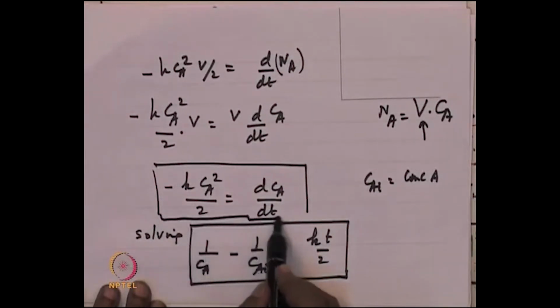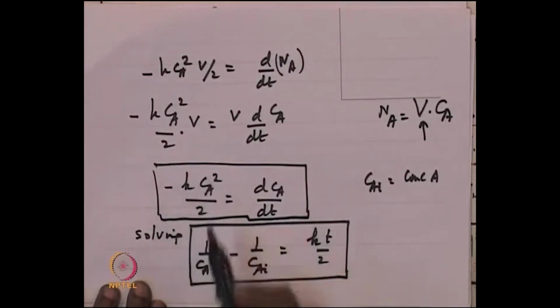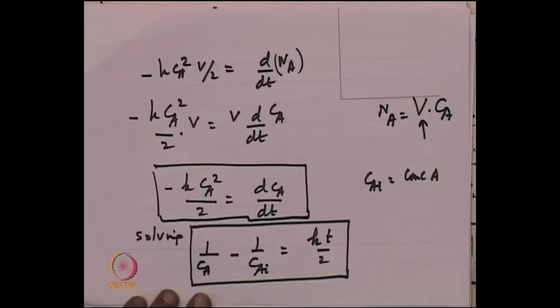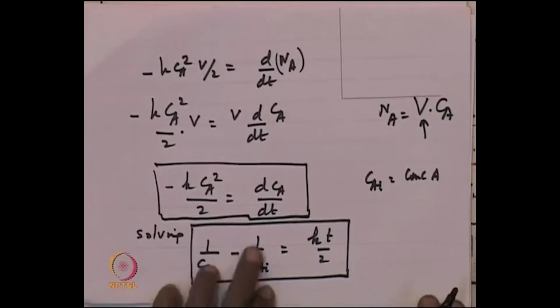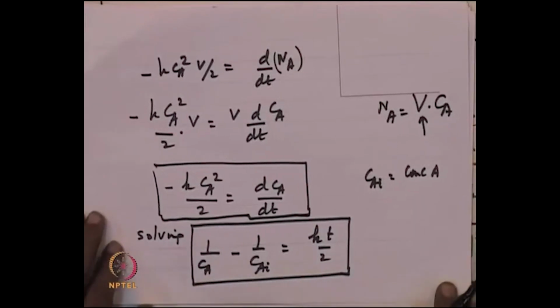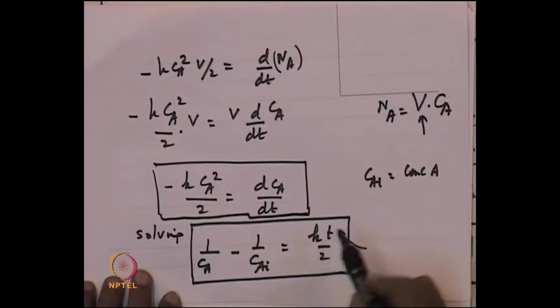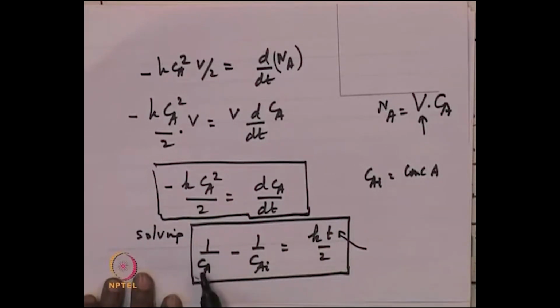So, the differential equation which governs the variation of Ca with time inside the equipment is given by minus of k Ca squared by 2 equal to d by dt of Ca, which on integration gives us the result 1 by Ca minus 1 by Cai equal to kT by 2. So, we are now in a position to tell how long we must run the process, so that we get the concentration of Ca as might be specified in the problem.